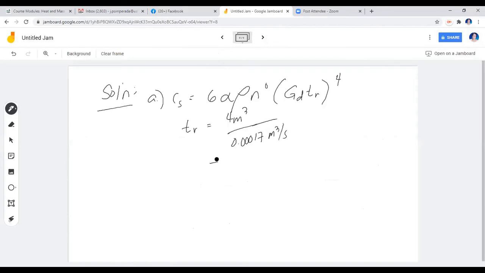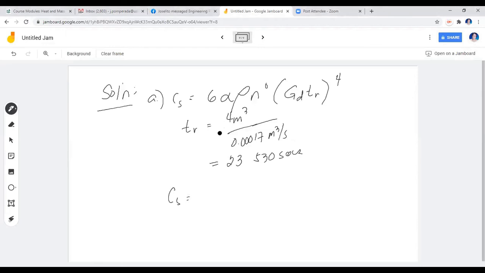Okay, so this will give us a drawdown time, or a residence time, of 23,530 seconds. And now everything is just a matter of substitution to the formula.